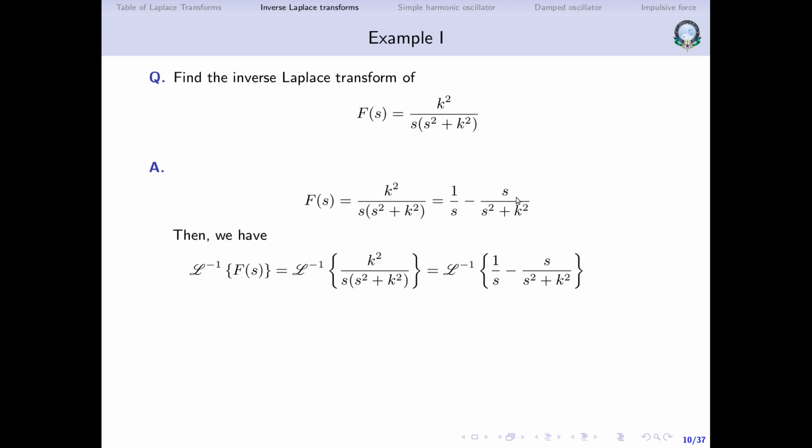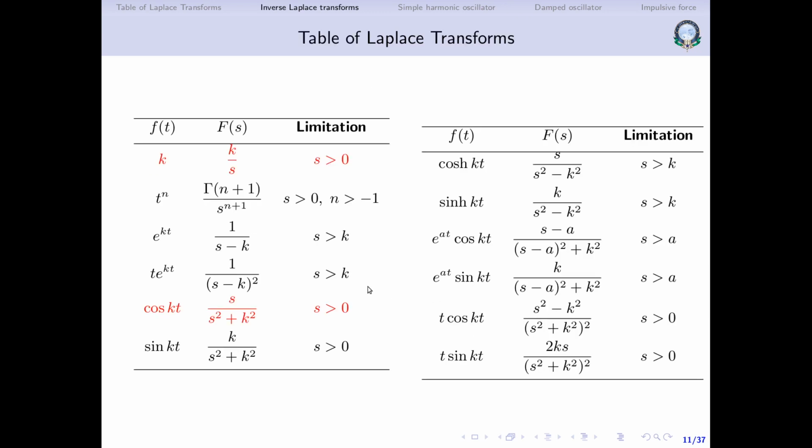Now the linearity property is applicable to inverse Laplace transforms also. So I could just open this up and I could write it as inverse Laplace transform of 1 by s minus inverse Laplace transform of s by s squared plus k squared. Now we need to find out the inverse Laplace transform of this and of this, which we can again look into the dictionary, that is the table of Laplace transforms.